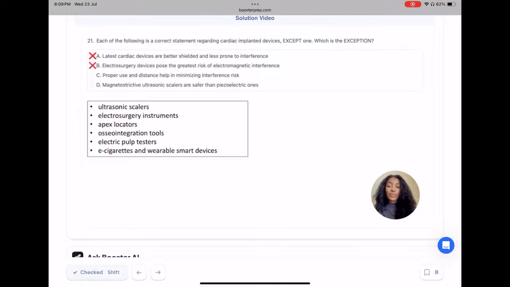Option C reads, proper use and distance help in minimizing interference risk. Dental electronic devices that come within 37.5 centimeters or 15 inches of the cardiovascular implantable electronic device can cause an increased risk of electromagnetic interference. So keeping a proper distance will minimize the risk and makes this a true statement and thus incorrect. Leaving us with option D. Magnetostrictive ultrasonic scalers are safer than piezoelectric ones. In vitro and in vivo studies have actually shown that magnetostrictive ultrasonic scalers are more likely to produce electromagnetic interference. So that makes them less safe than piezoelectric ultrasonic scalers, and thus the correct answer for this question.